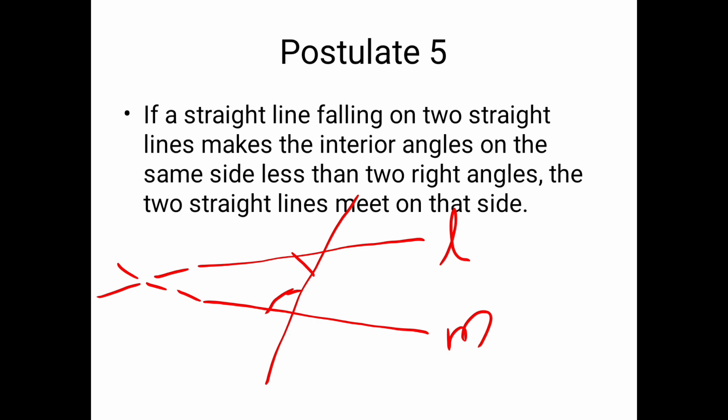Now let us call this line N, which is falling on two lines L and M and makes the interior angles. We call this line N a transversal, and these two are the lines, and this transversal makes interior angles. The angles which I have marked are called interior angles, and here will also be interior angles. Now our postulate considers only the two angles on the same side, and if we add them, they should be less than two right angles.